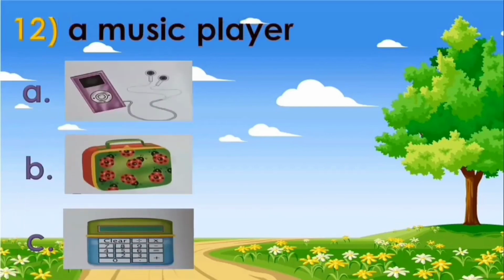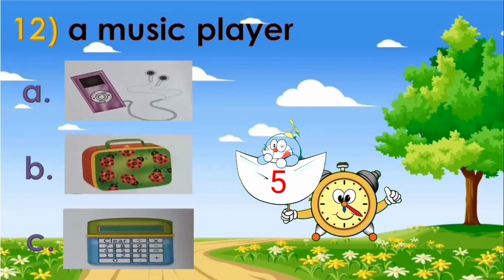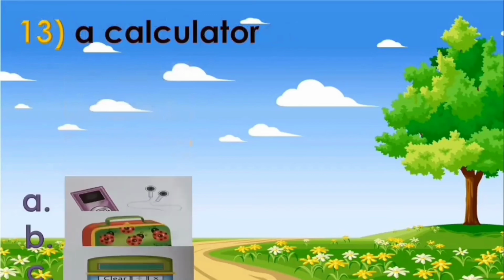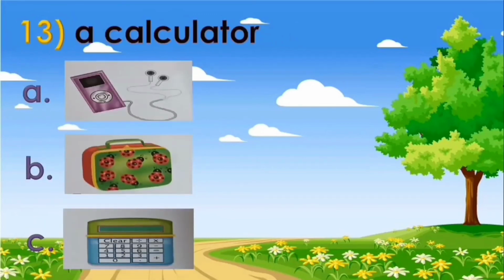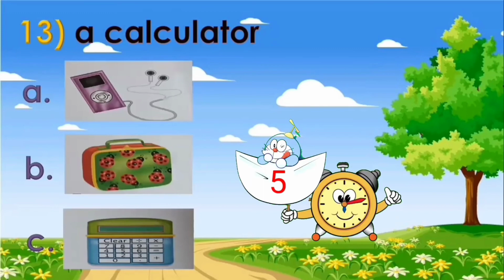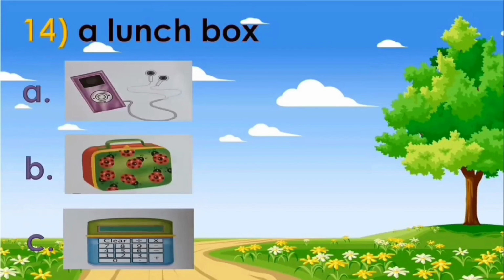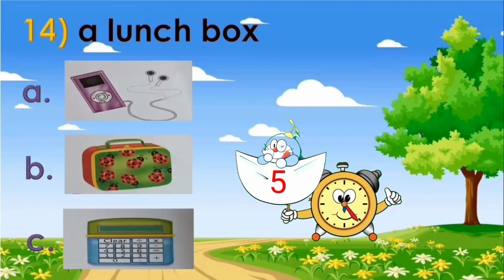Next, a music player. Again, a music player. A, B, C. Your time starts now. Time is up. The answer is letter A. Next, a calculator. Again, a calculator. A, B, C. Your time starts now. Time is up. The answer is letter C. Next, a lunchbox. Again, a lunchbox. A, B, C. Your time starts now. Time is up. The answer is letter B.